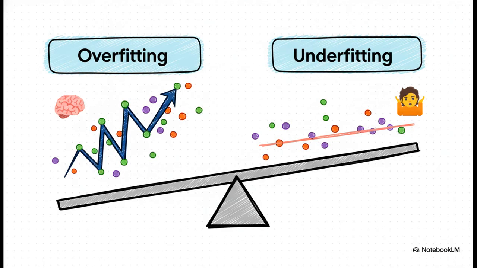This is like a student who just crams for a test. They memorize the exact answers to the practice questions, but they don't actually understand the material. So the model does great on the data it's already seen, but the second it sees a new digit, it fails completely. On the other side is underfitting. That's a student who didn't study at all. The model's just too simple, and it can't even find the basic patterns.